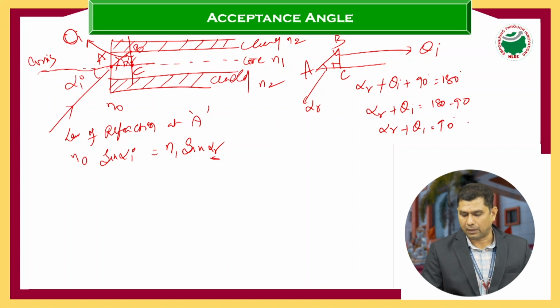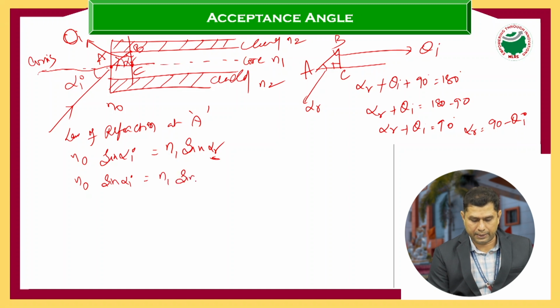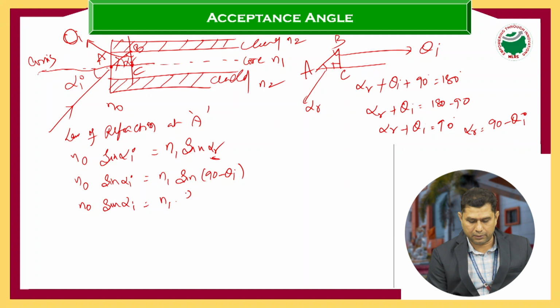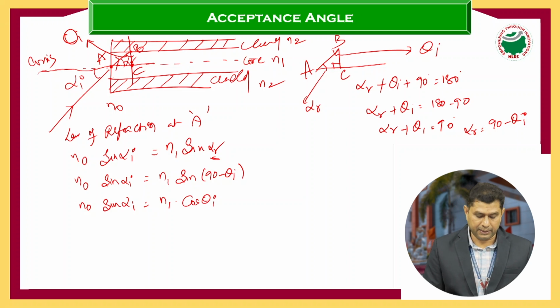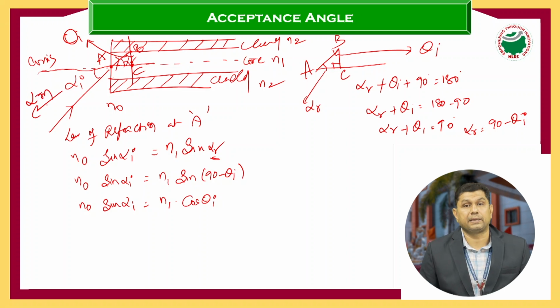Here what you have? Alpha R equals 90 minus theta I. Now our equation becomes N0 sin alpha I equals N1 sin of 90 minus theta I. Sin of 90 minus theta I becomes cos theta I. Now here I am adjusting this alpha I to a particular angle called the acceptance angle.